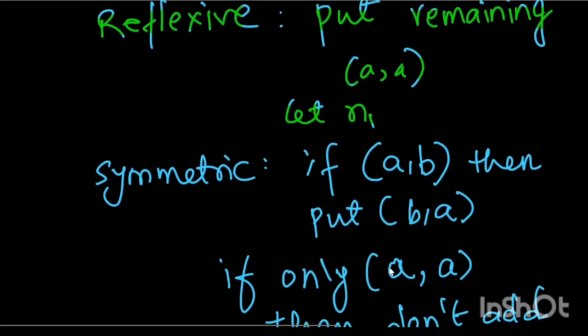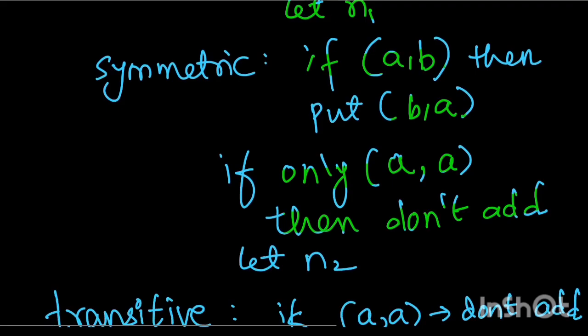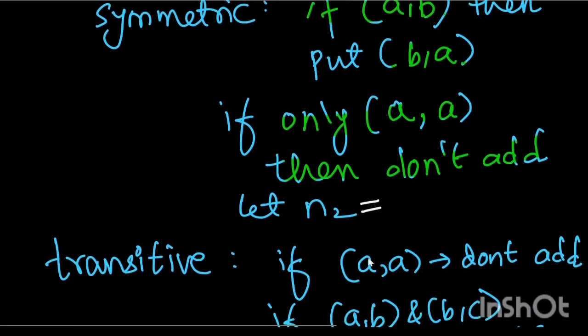For symmetricity, you need to check AB, then you have to search for BA. If it is not there, then you have to put BA, so that element you need to add. Now, if only AA is given, then there is no need to add. So N2 is the number of elements for symmetricity. That is the minimum number we are going for, because more elements can be added apart from the minimum and it can still be an equivalence relation. That's why the question asks for the minimum, and that is the meaning of the minimum number of elements to be added.